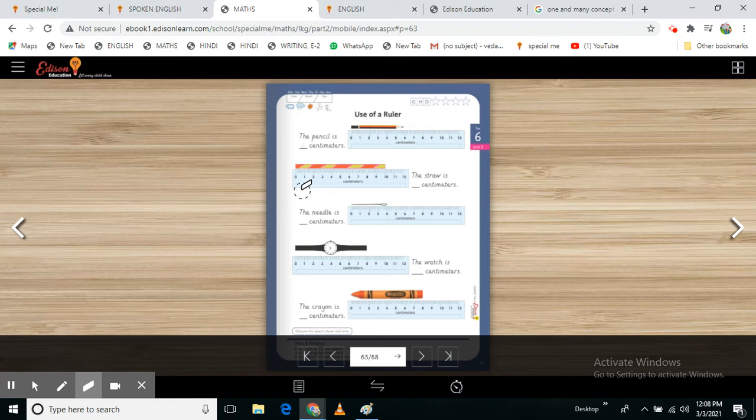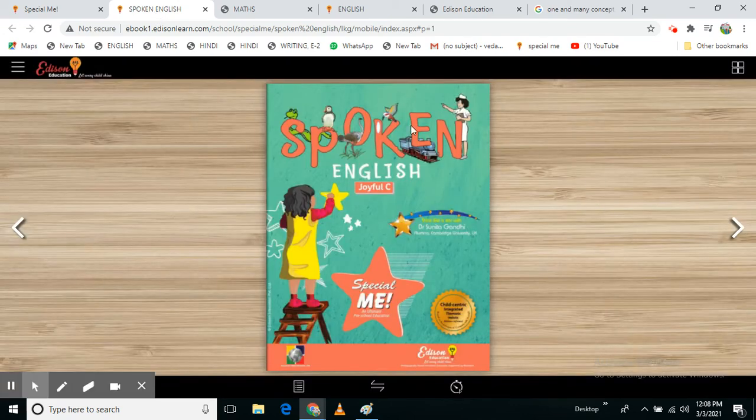And now it's time for spoken English session. So take out your spoken English book. Yes. And now come on page number 29.